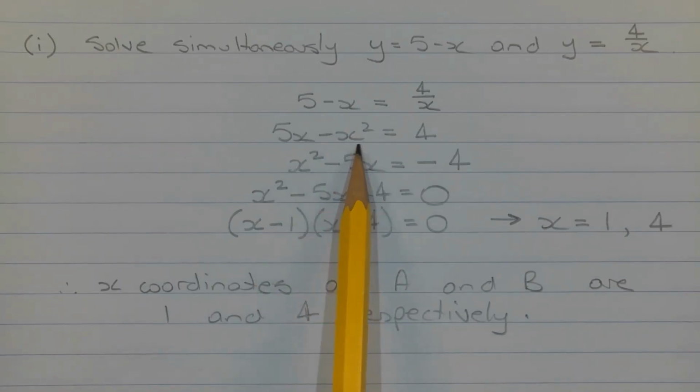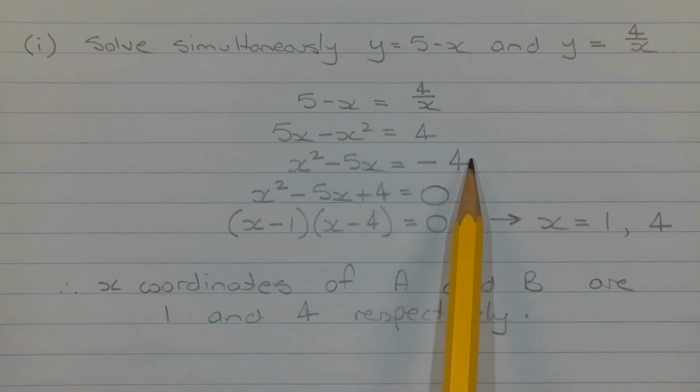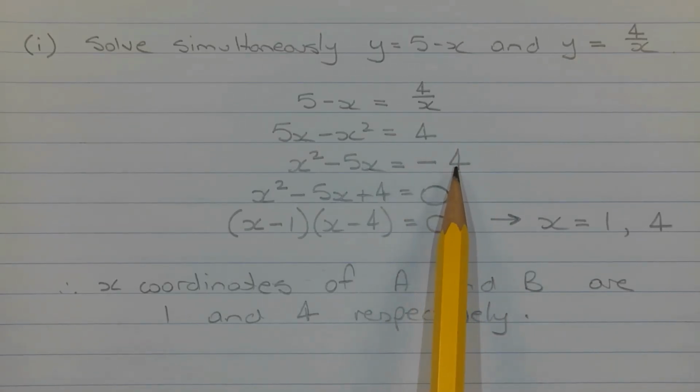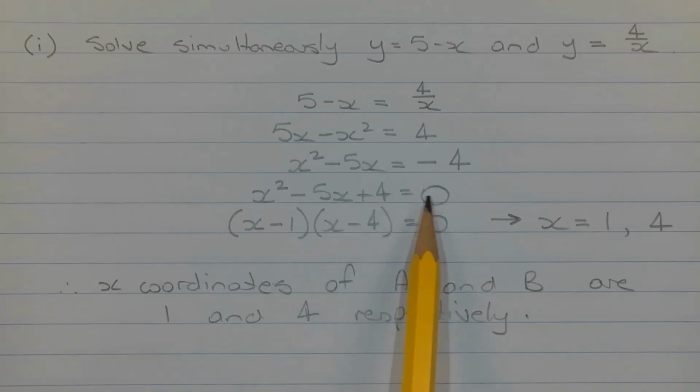Now we want the x squared term to be positive, and we can do that by multiplying all terms by negative 1. And we get x squared minus 5x equals negative 4. We can move the negative 4 over from the right hand side to the left hand side, so it becomes positive 4. And we can form this monic quadratic equation: x squared minus 5x plus 4 equals 0.